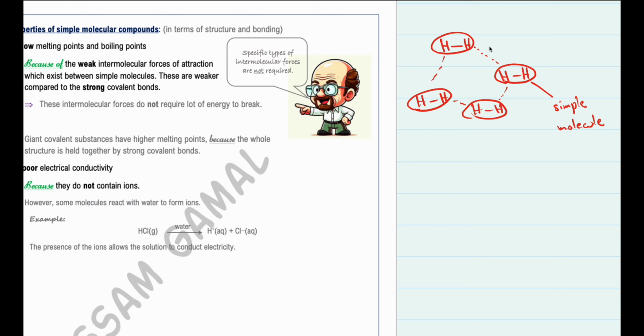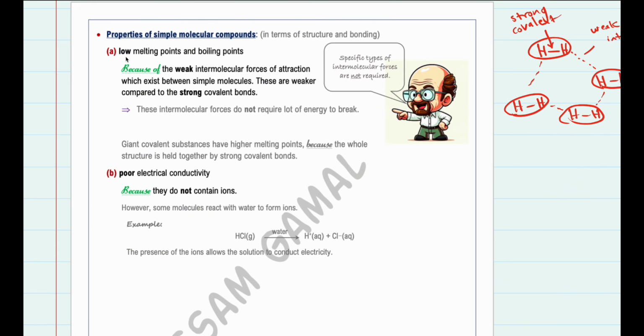Now, these intermolecular forces are weak forces of attraction. They are not as strong as the bonding between the 2 atoms, which is the strong covalent bonding. So here we have weak intermolecular forces, while in between we have strong covalent bonding. So we say that simple molecular compounds have low melting points and boiling points. And once again, the reason is having weak intermolecular forces between molecules, while we have strong covalent bonds within each molecule. So to separate those molecules from one another, you just need a little energy, and we don't require a lot of energy to break the intermolecular forces between them.